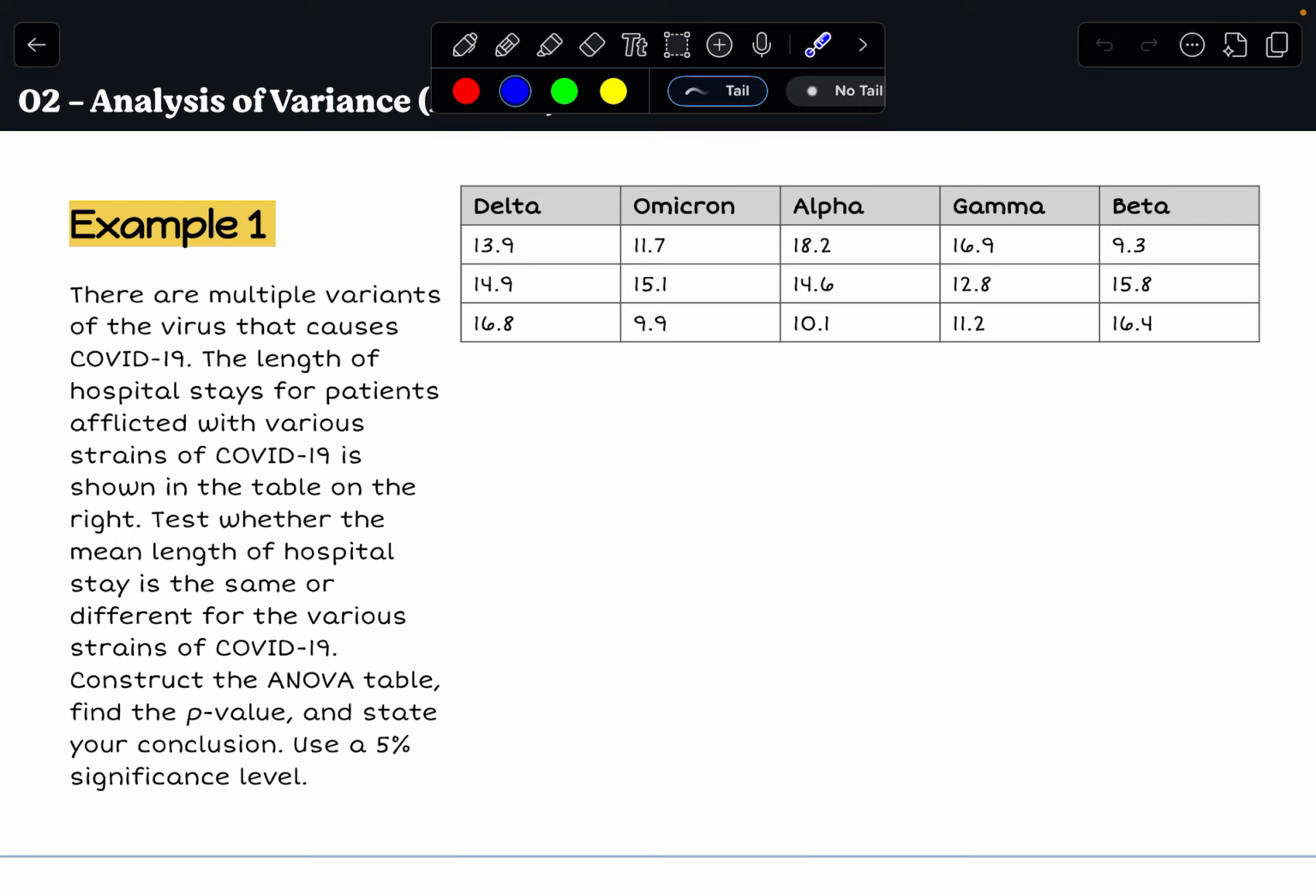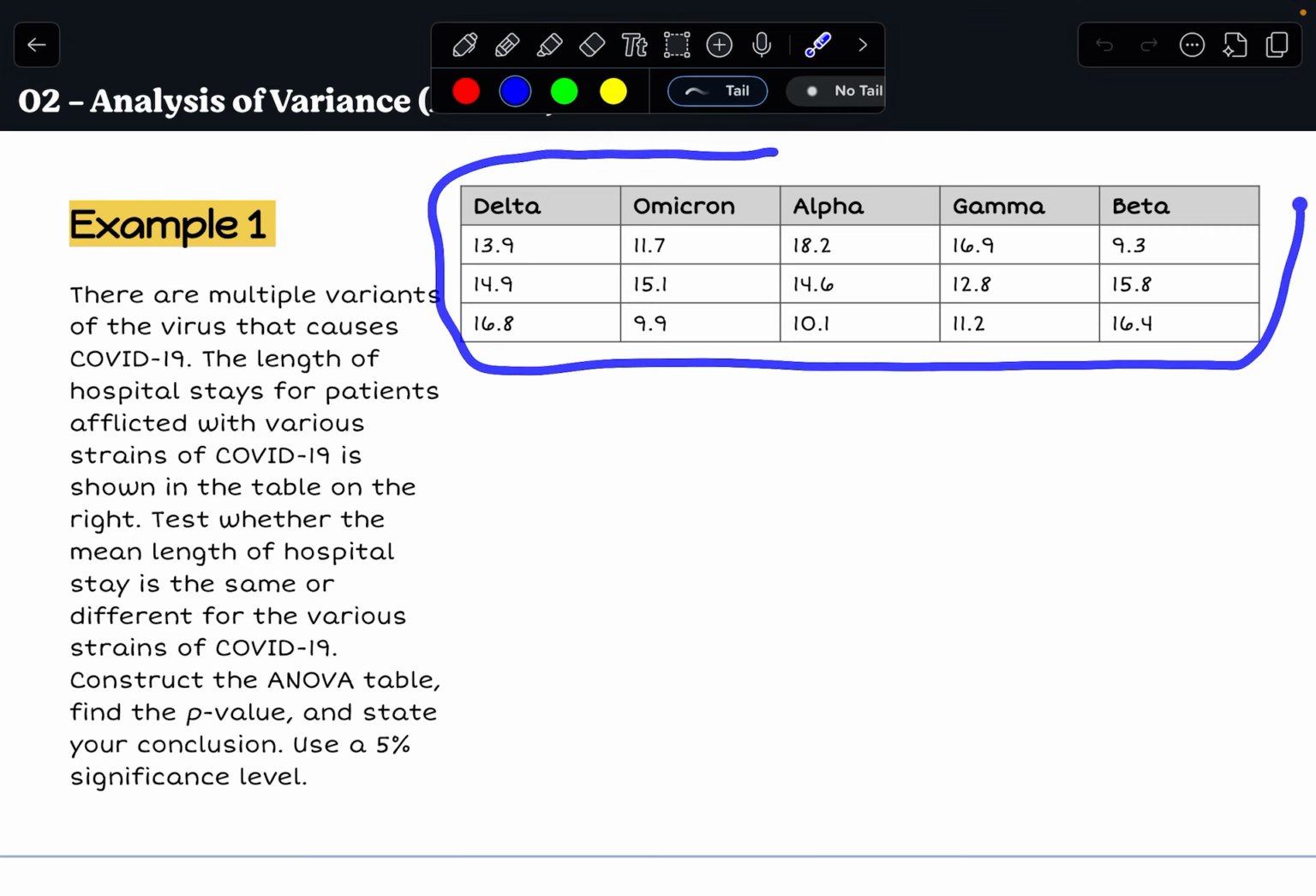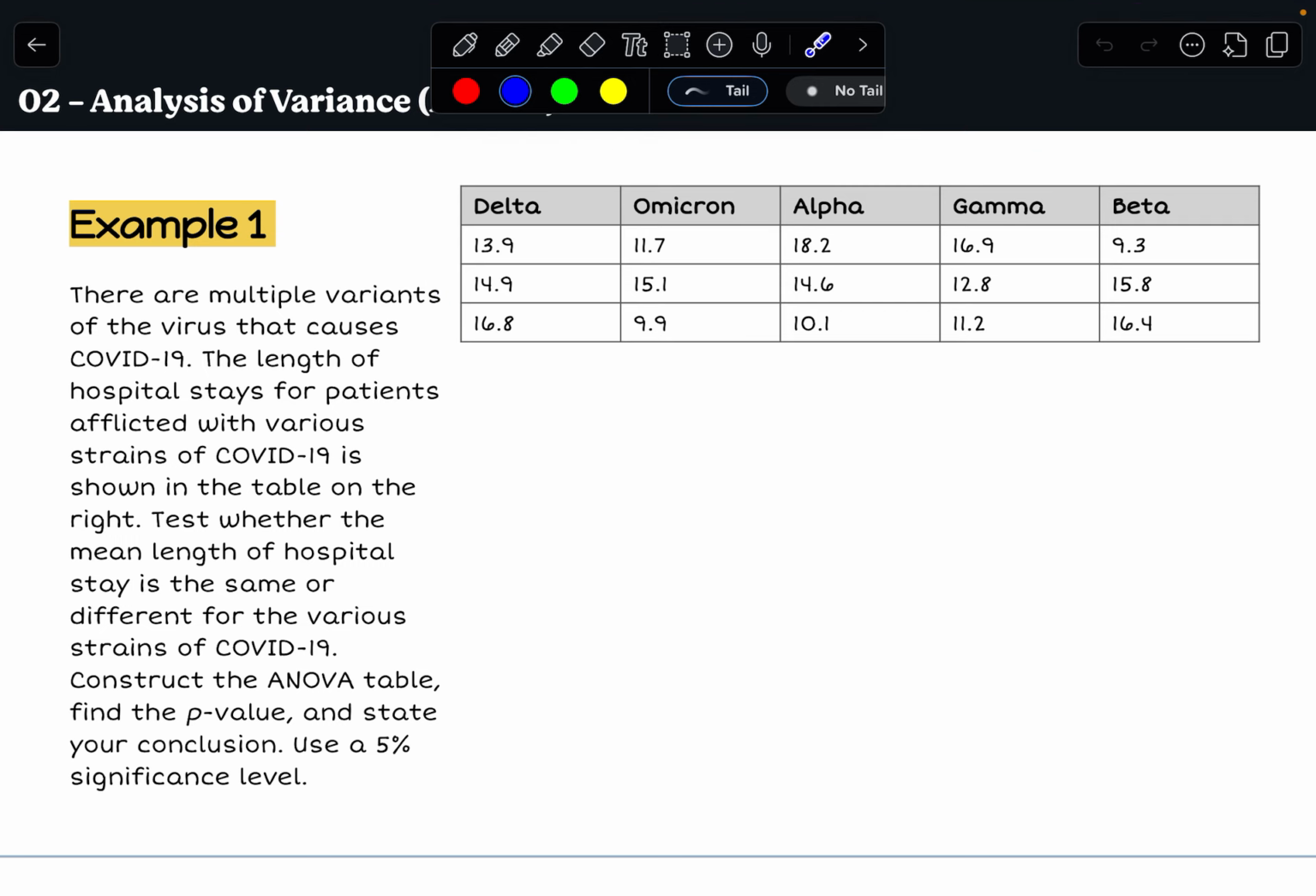And I can see here they've given me the data table. I can see I have 5 categories, 5 samples, 5 different populations I'm comparing. And each of those 5 have 3 data values in them.